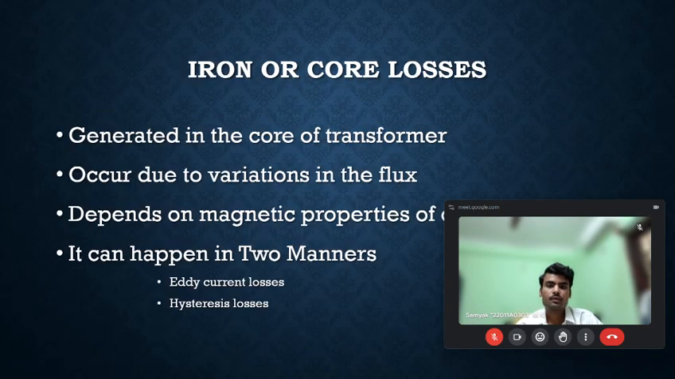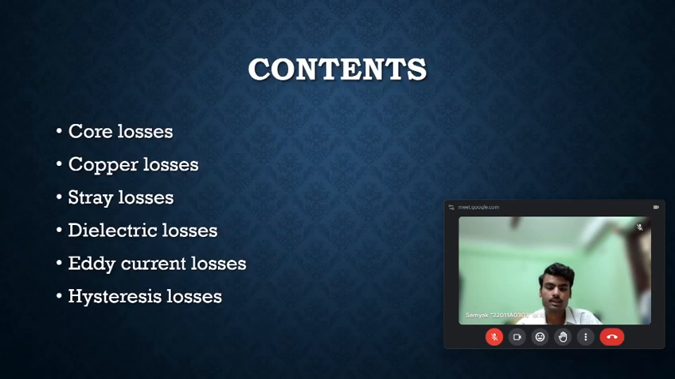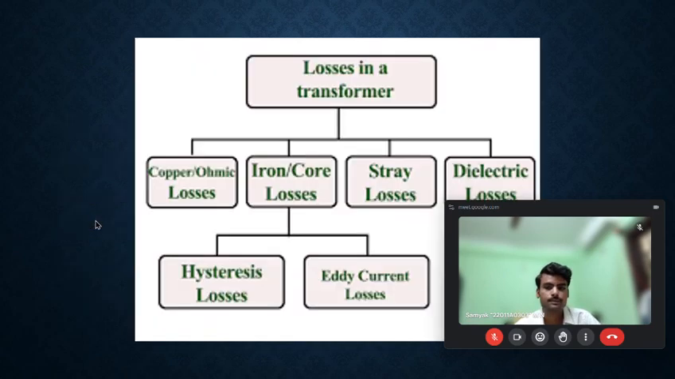These were all the kinds of losses in a transformer. I hope you have understood. Let us once revise. Core loss is the huge, biggest chunk of losses caused in a transformer. Then comes copper losses, which is significant but not as significant as core losses. Stray losses and dielectric losses are very minor losses.